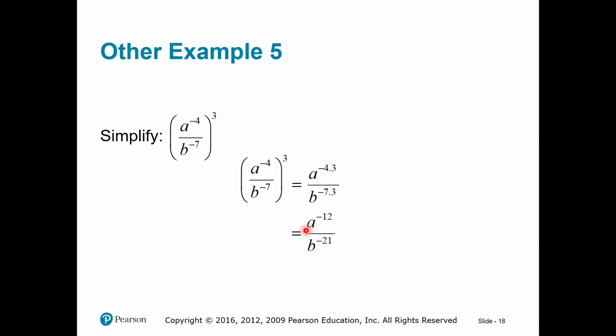Once again, I don't want negative exponents, and so I have to flip. So the a now goes to the bottom, b now goes to the top, and so the answer is then b to the 21 over a to the 12.